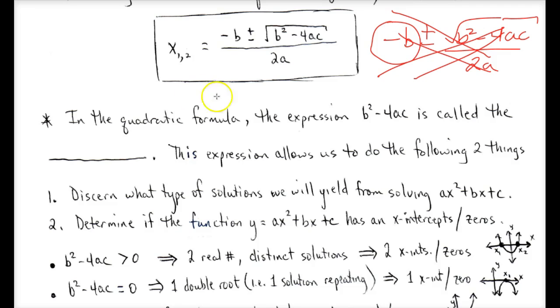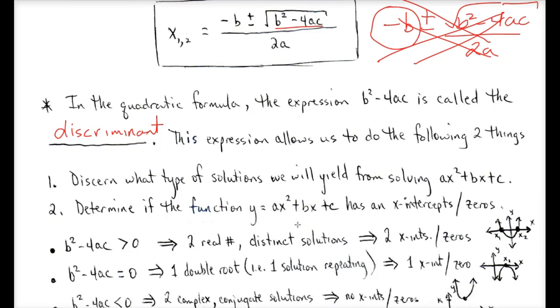Now, within the quadratic formula, we have this expression here, the b squared minus 4ac. This is called the discriminant. The reason that it is called the discriminant is because it discriminates on what type of solutions you're going to have. Below here, I have some descriptions of the three cases of the discriminant and what it tells us about the actual quadratic function that we're trying to find information about in the equation.